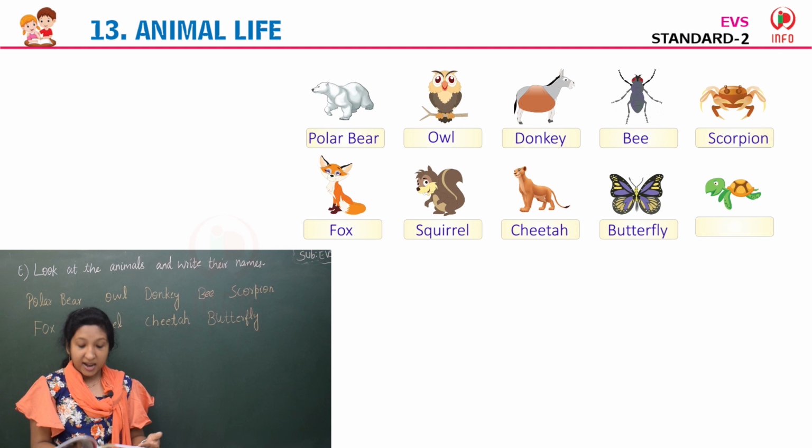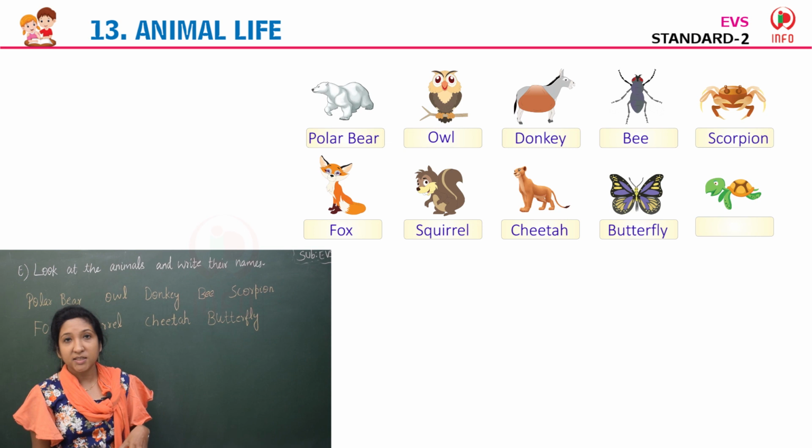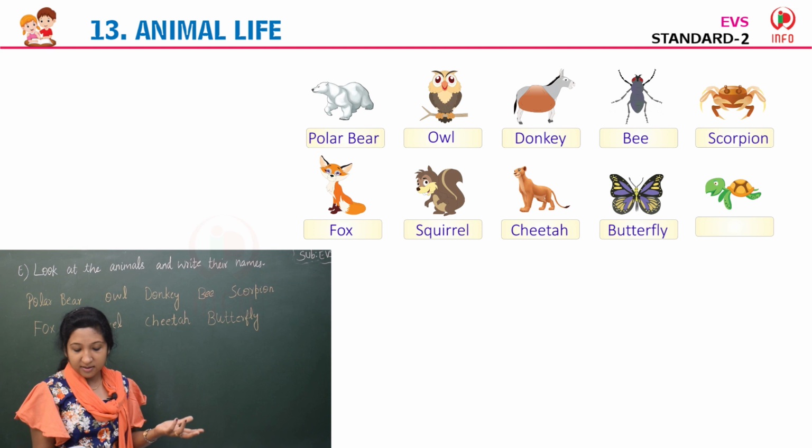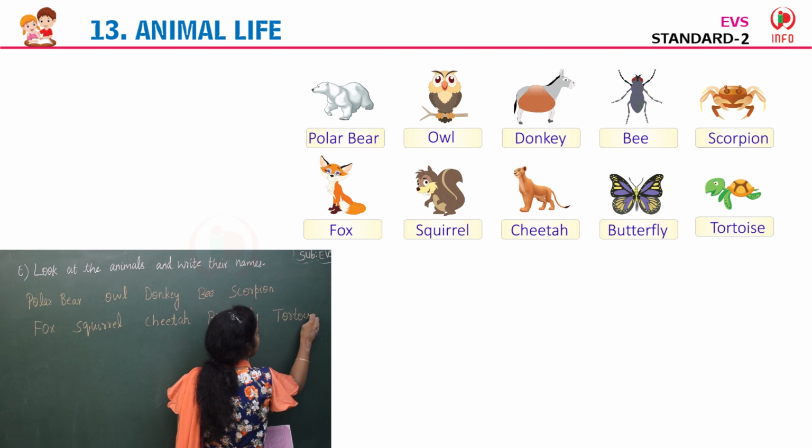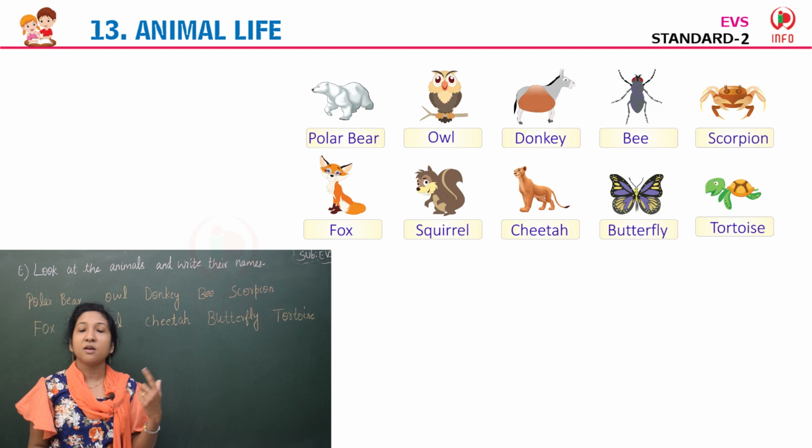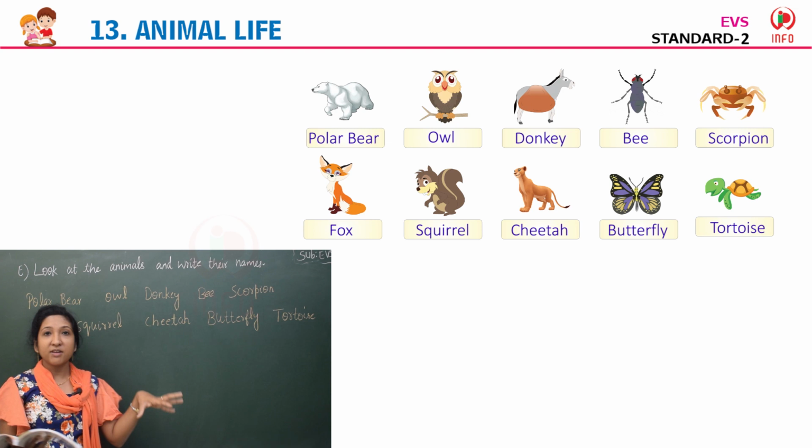It lives in water mostly, but sometimes we can see it on land also. Yes, it's a tortoise. T-O-R-T-O-I-S-E, tortoise. You have already learned a story about the tortoise and the rabbit, isn't it? Yes, tortoise. So these are the names of the animals given here as pictures.